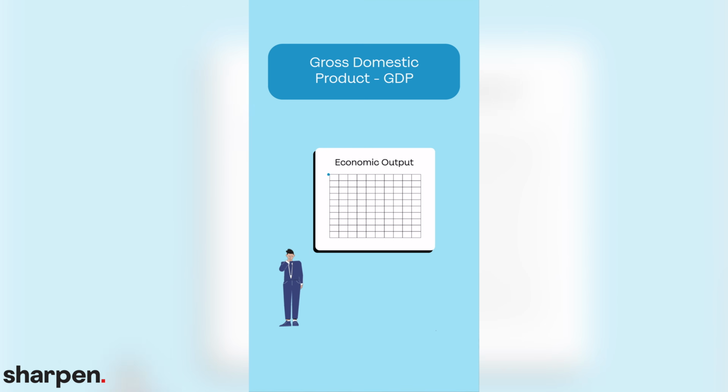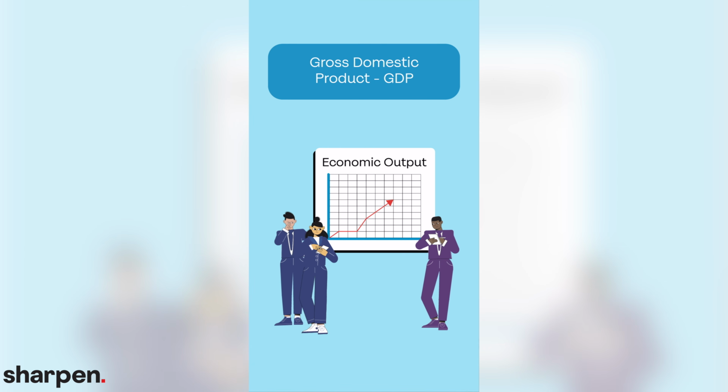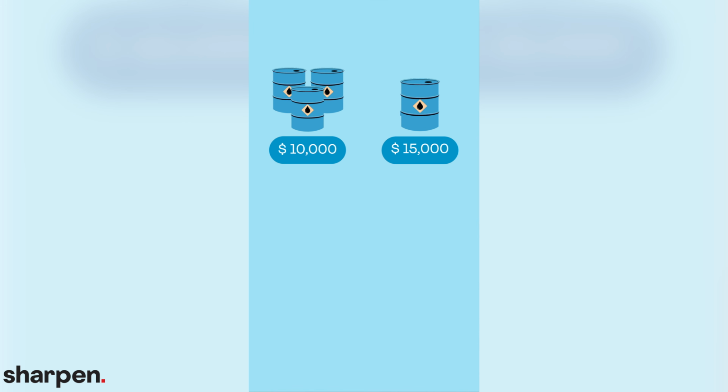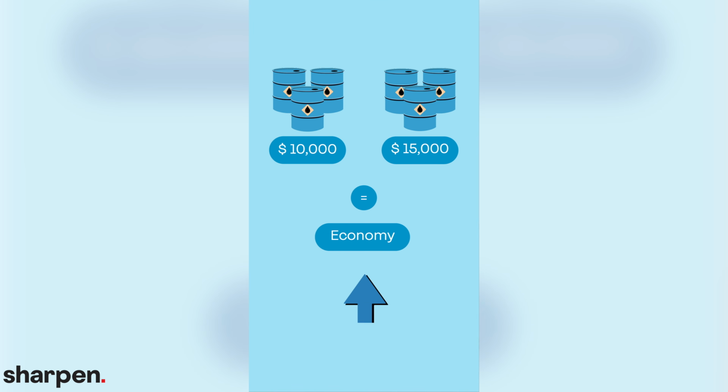Gross domestic product, or GDP, measures the value of all goods and services produced by a country within a certain period of time, usually a year. This number is important because it is an easy way to see whether or not a country's economic output is growing. For example, if my country produces and exports oil and we sold $10,000 worth last year and $15,000 worth this year, it appears our economy is growing.